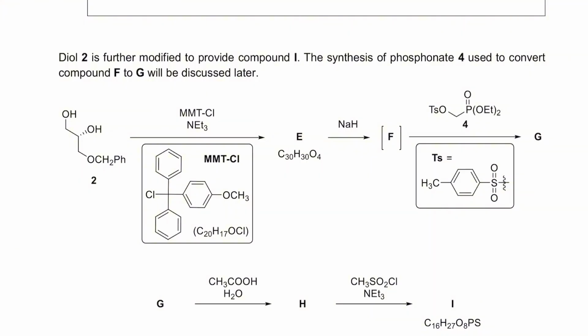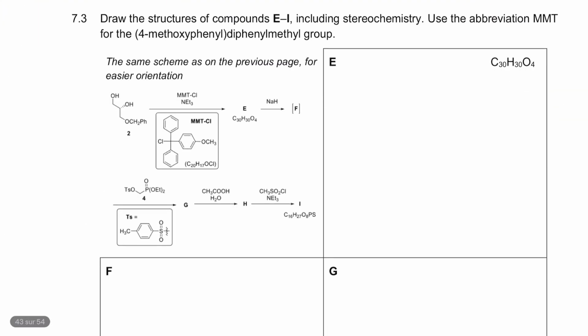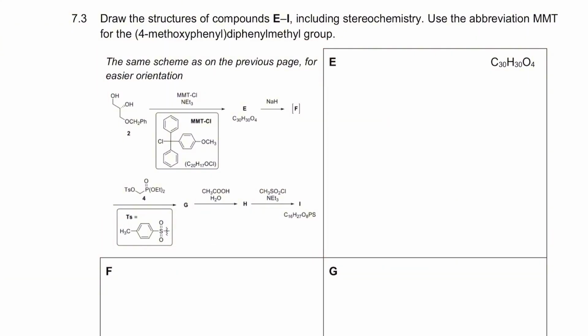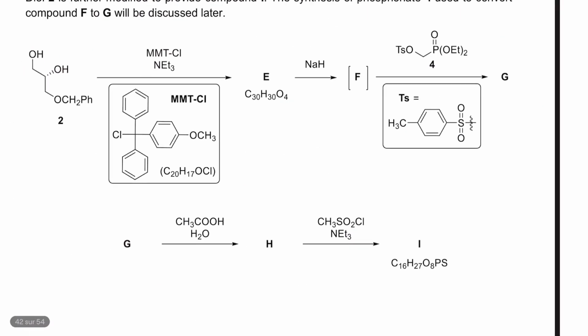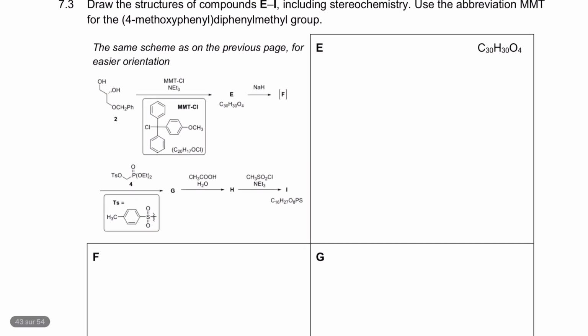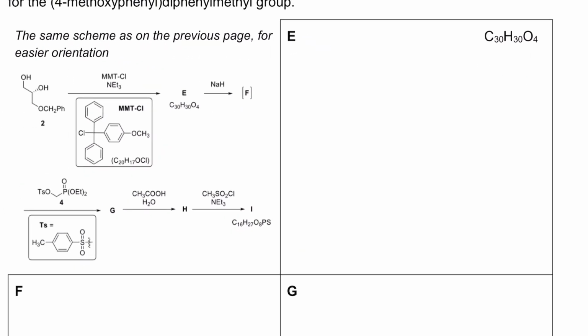Then diol 2 is further modified to provide compound I. The synthesis of phosphonate 4, used to convert F to G, will be discussed later. And I really love the hosts for IChO 2018, IChO 50, because they give us a small scheme right here, which we can use. If they don't give us this, we have to flip back and forth. What a hassle, really. So yeah, they're really generous for this. So thank you very much, Czech Republic.